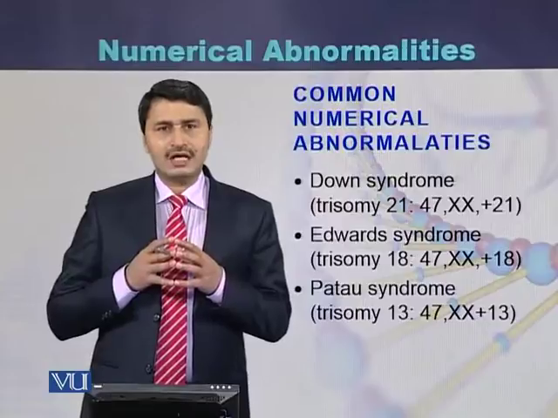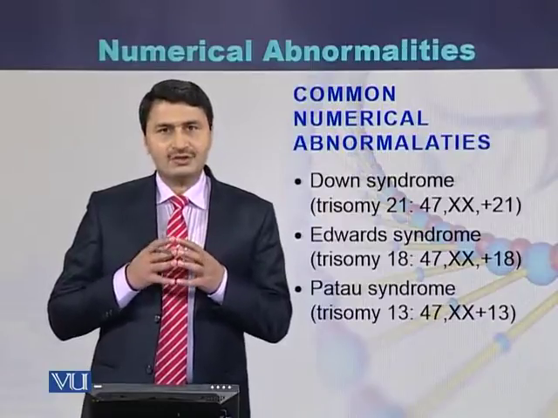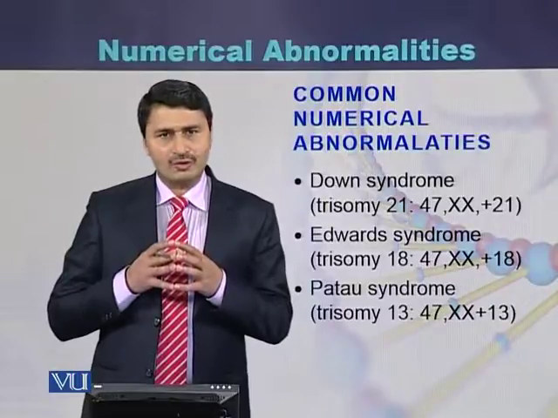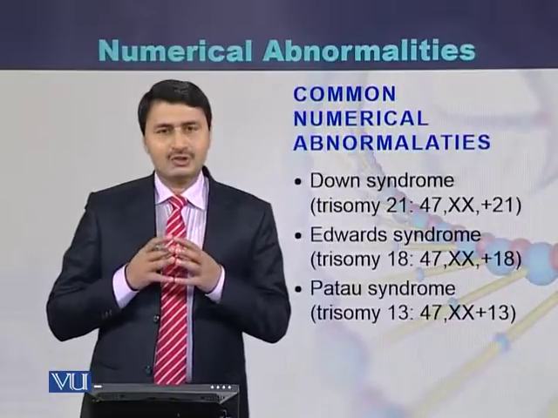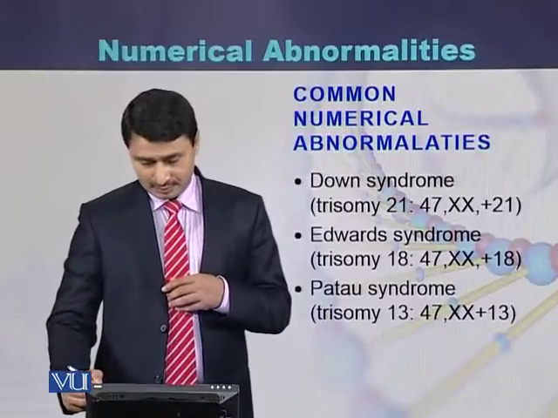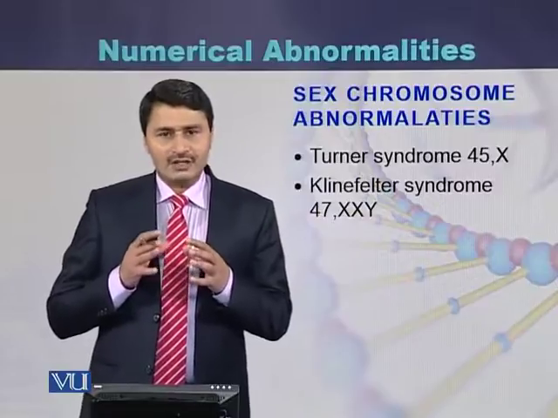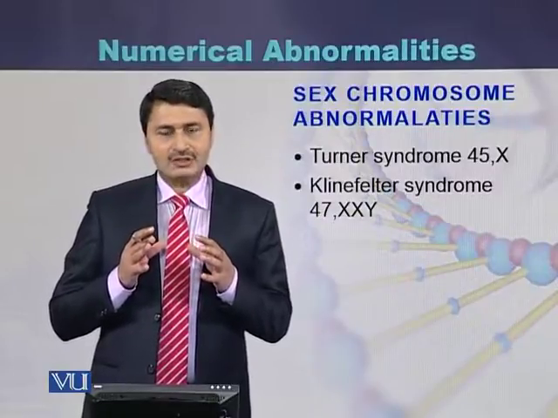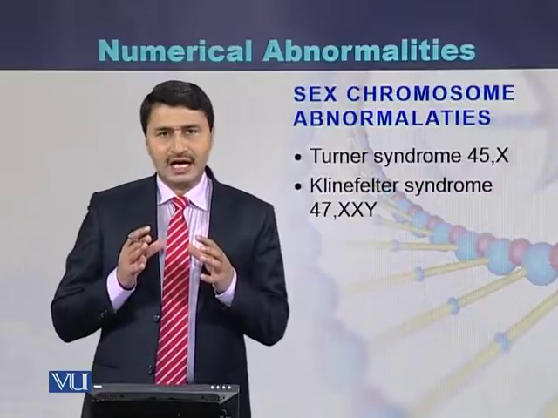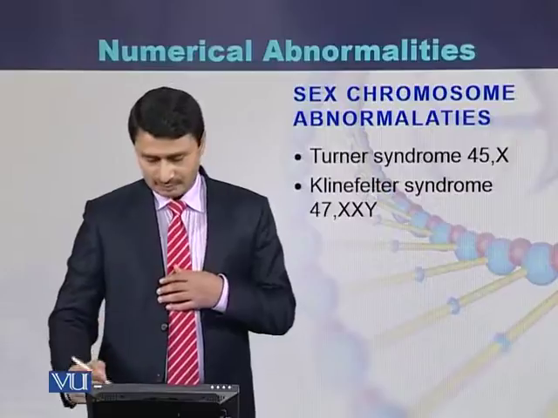Down syndrome is a trisomy of chromosome 21. Edwards syndrome is a trisomy of chromosome 18. Patau syndrome is a trisomy of chromosome 13. While on the other hand, the trisomies which are present due to the sex chromosome are Turner syndrome and Klinefelter syndrome.